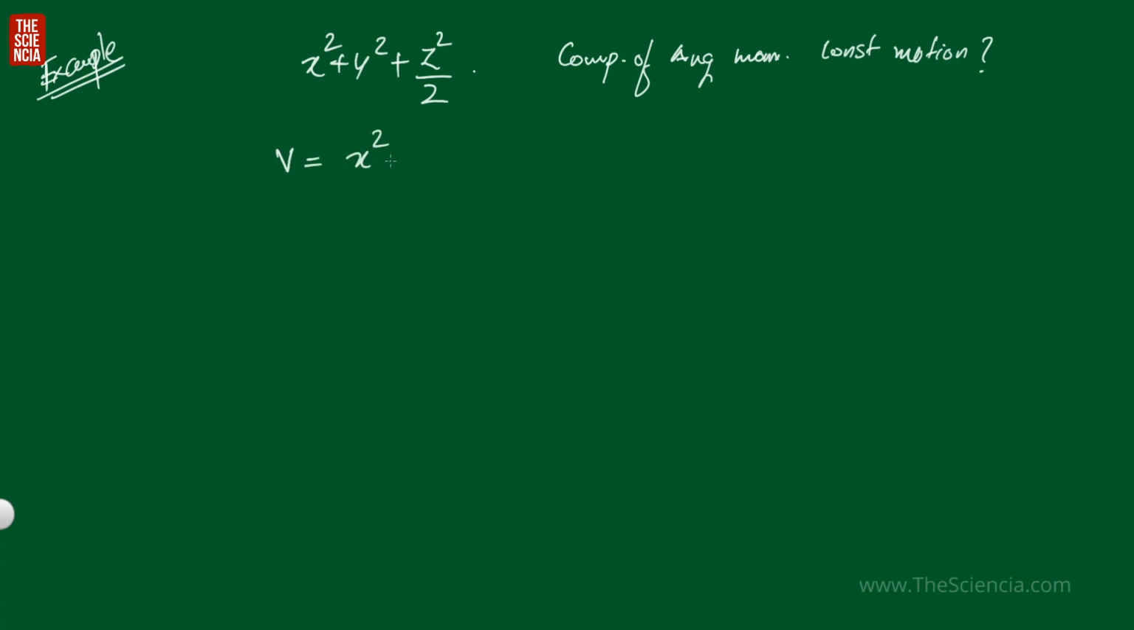Please write down this. A particle moves in a potential (x square plus y square plus z square) by 2, and which component of angular momentum is a constant of motion? This is the question. So here the potential is given, that is V equal to (x square plus y square plus z square) by 2.